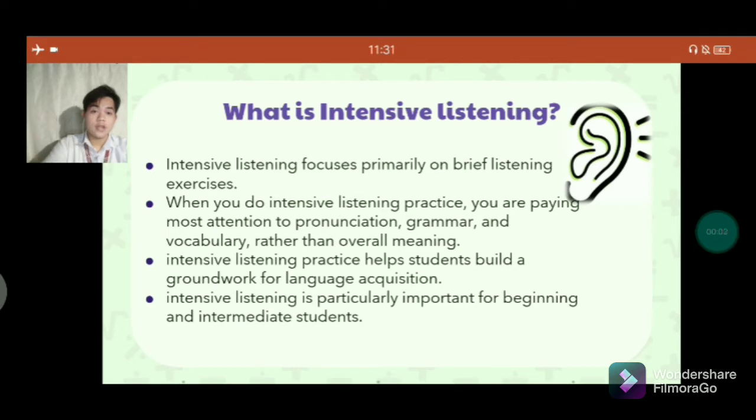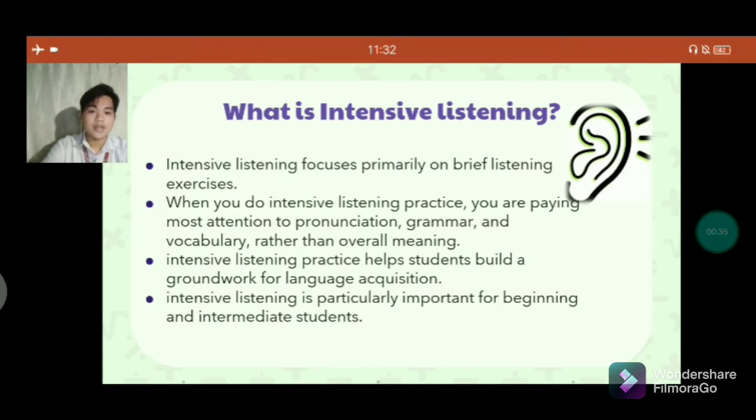By focusing on these aspects, intensive listening practice helps students to build a groundwork for language acquisition, meaning by listening attentively and focusing on the pronunciation, grammar, and vocabulary. Since you are understanding the basic component parts of the language, you can now build on these skills over time. And once you master this skill, it would be easy for you to learn and understand things.